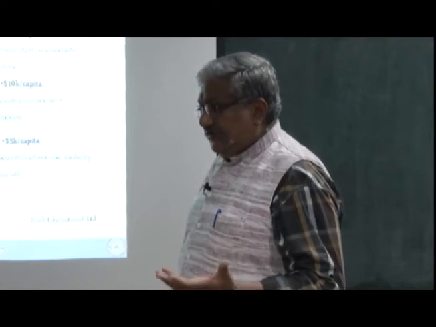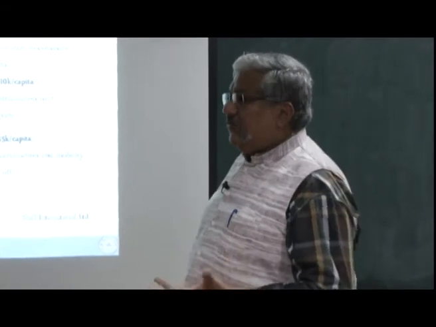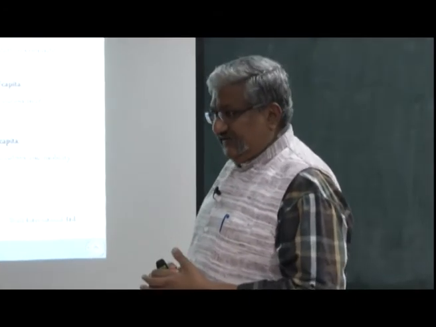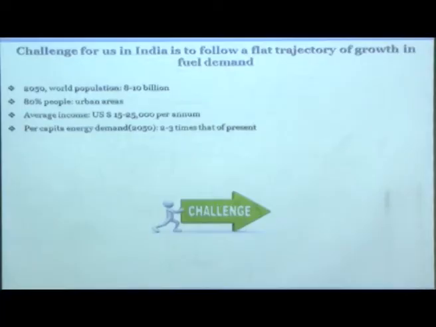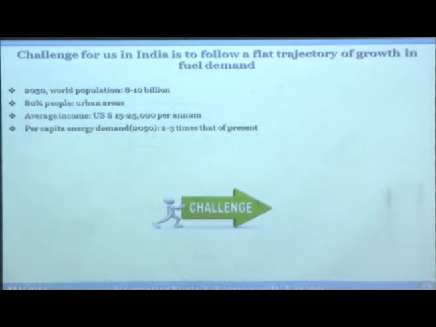Okay, so that means that Indians are becoming more and more conscious, and more energy efficiency is coming in all sectors of the economy, which is good. Okay. So the challenge that we are facing is, right now the global population is 7 billion. In 2050 this will be 8 to 10 billion, about 1.5 times, which is only 30 years away. Right now 50% of people are living in urban areas and 50% in rural areas. In 2050 it is expected that 80% of people will be living in urban areas.